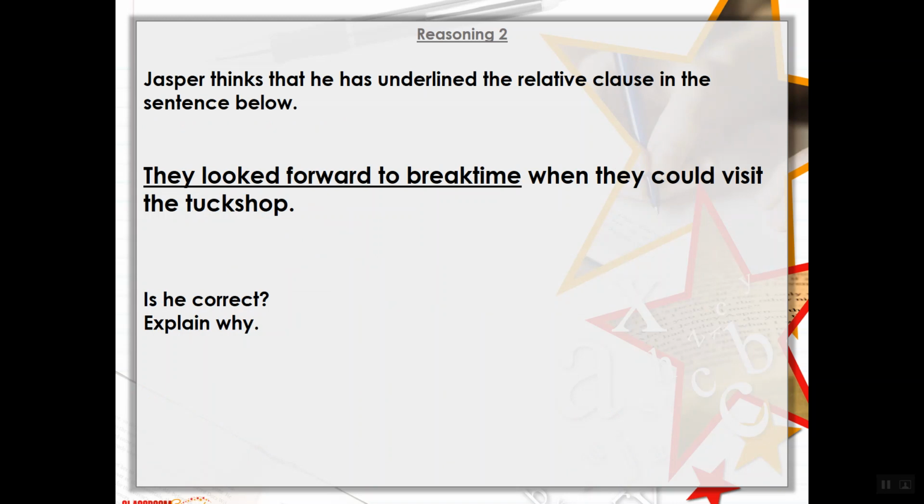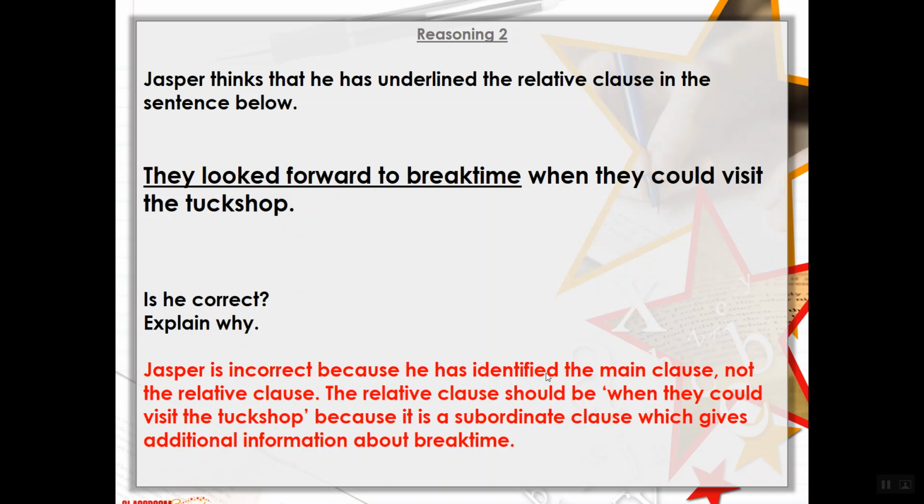Jasper thinks that he's underlined the relative clause in the sentence below. Is he correct, and explain why? You have a look at it and see what you think. They looked forward to break time when they could visit the tuck shop. Now I can see when here, and I know when is a relative clause. So let's see. Jasper is incorrect because he's identified the main clause, not the relative clause. The relative clause should be when they could visit the tuck shop, because it's a subordinate clause which gives additional information. It's describing the break time, isn't it? At break time, they can visit the tuck shop.